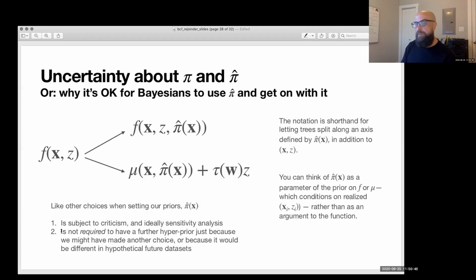Like any other parameter in our priors, we're not obligated to give it a further hyperprior just because we don't know exactly what it is, because we might have made a different choice, or because we might have made a different choice if we saw different x's and z's, right? The analogy that we make in the paper is to Zellner's g prior, which depends on x transpose x. It's not obligated to think about the true covariance structure of x because all the inference is conditional on the covariance that you actually saw. Okay.